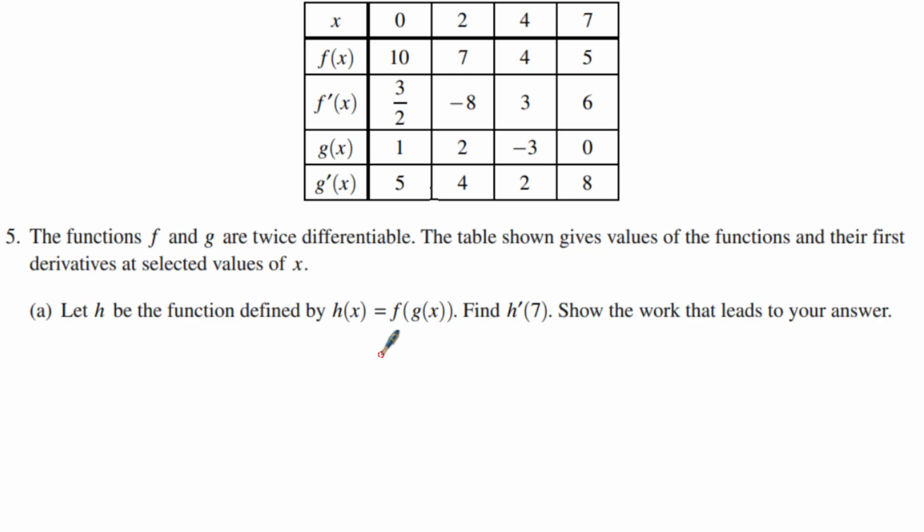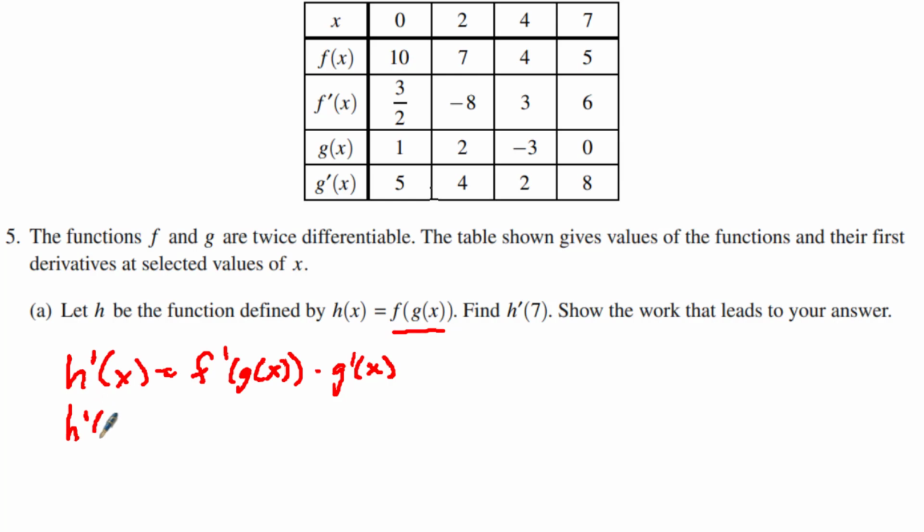You can see in question A, they gave us h of x equals f of g of x. It's a composite function, which means we want to take the derivative. We're taking the derivative h prime of 7, which means we have to use the chain rule. We have to do f prime of g of x times g prime of x. And now we're going to plug in h prime of 7 equals f prime of g of 7 times g prime of 7. And we're going to go to my little table there to figure some of this out.